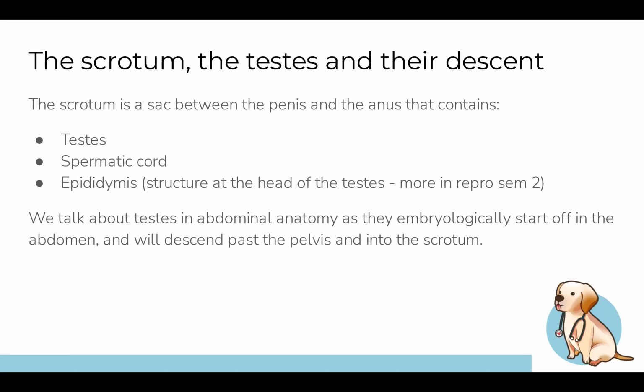So we're going to be talking in general about the scrotum, the testes and the descent. I remember when I was learning this last year, I was so confused. Why are we talking about testicles when we're talking about the stomach and the abdomen? And that's because the testicles start off in the abdomen and then they descend past the abdomen into the scrotum, essentially, okay? Which I guess is sort of like an extension of the abdomen. That's why we talk about it, okay?